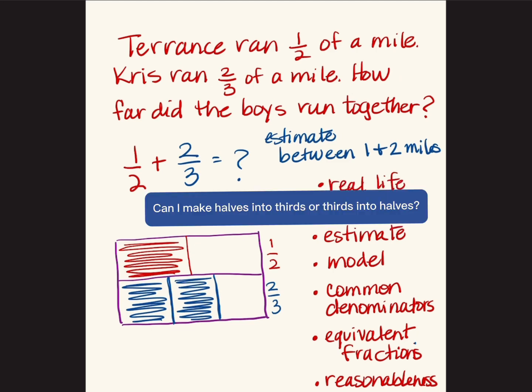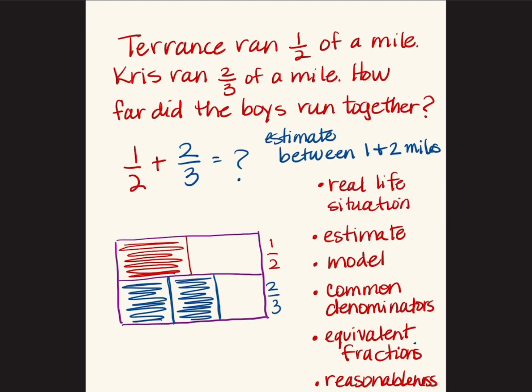So here you can ask the kids, can I make halves into thirds or thirds into halves? They should automatically know that they cannot do that, but they can make them into something that they both have in common, which is that common denominator piece. They can make these parts the same size by first taking the thirds and cutting them into 2 equal parts using the denominator from 1/2. That's easier for most of us to do, is to take one thing and cut it into 2 equal parts. And so that guides them to multiplying 2/3 by 2/2 and making 4/6.